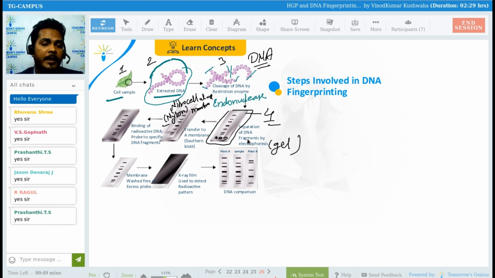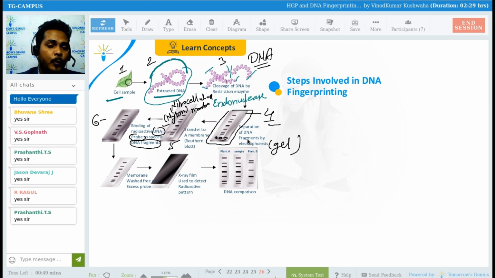Now binding of radioactive probe. Then what is the next one? Now you have to add the radioactive DNA probe. After this, this is the 5th step. Now in the 6th step, you have to add the specific probe or DNA probe to the DNA fragments.